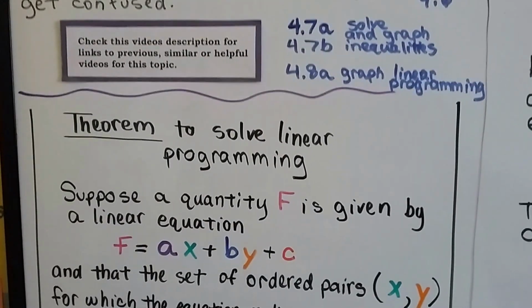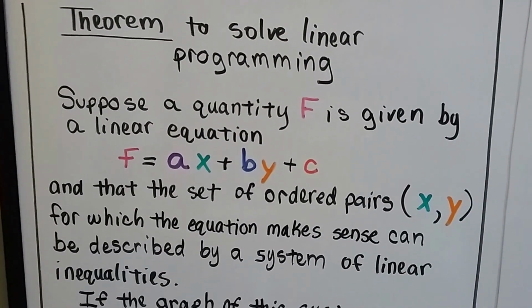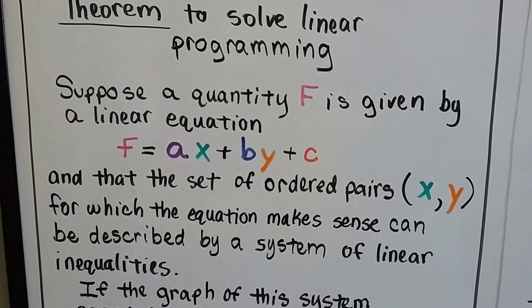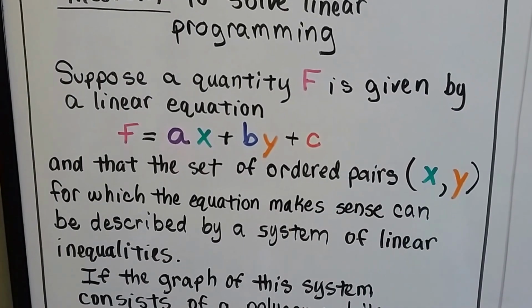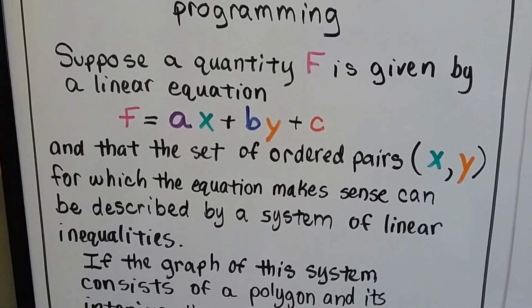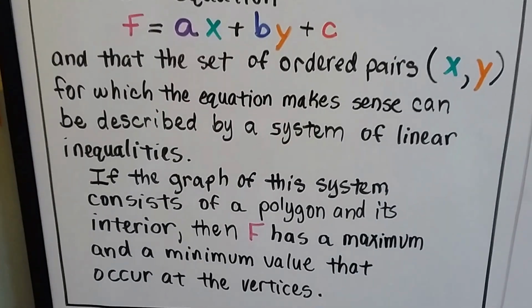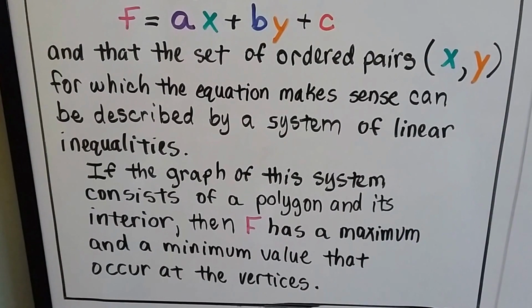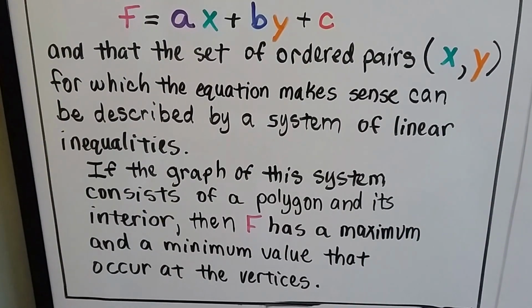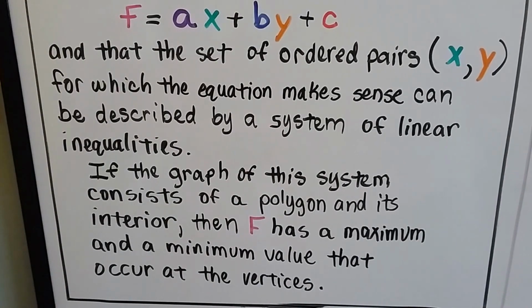So here's our theorem. It's to solve linear programming. Suppose a quantity f is given by a linear equation, f equals ax plus by plus c, and that the set of ordered pairs x and y, for which the equation makes sense, can be described by a system of linear inequalities. If the graph of this system consists of a polygon and its interior, then f has a maximum and a minimum value that occur at the vertices.